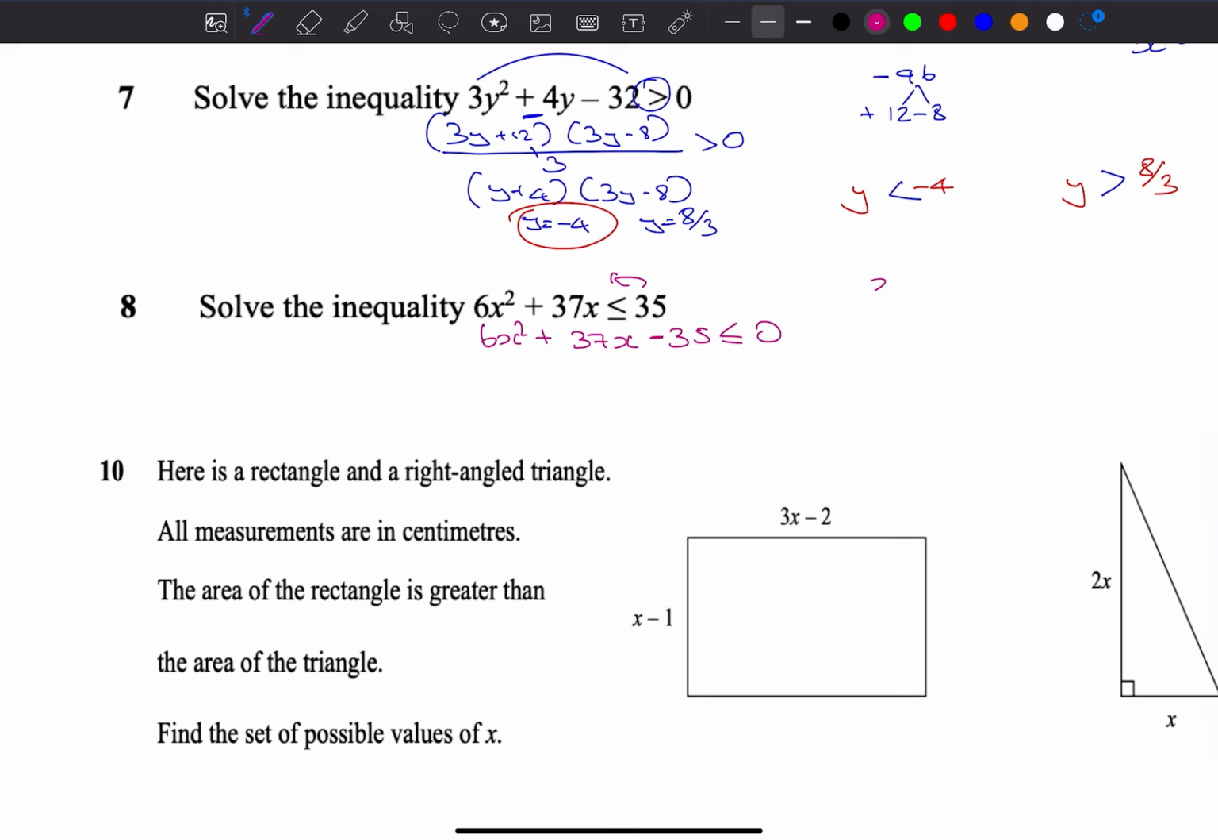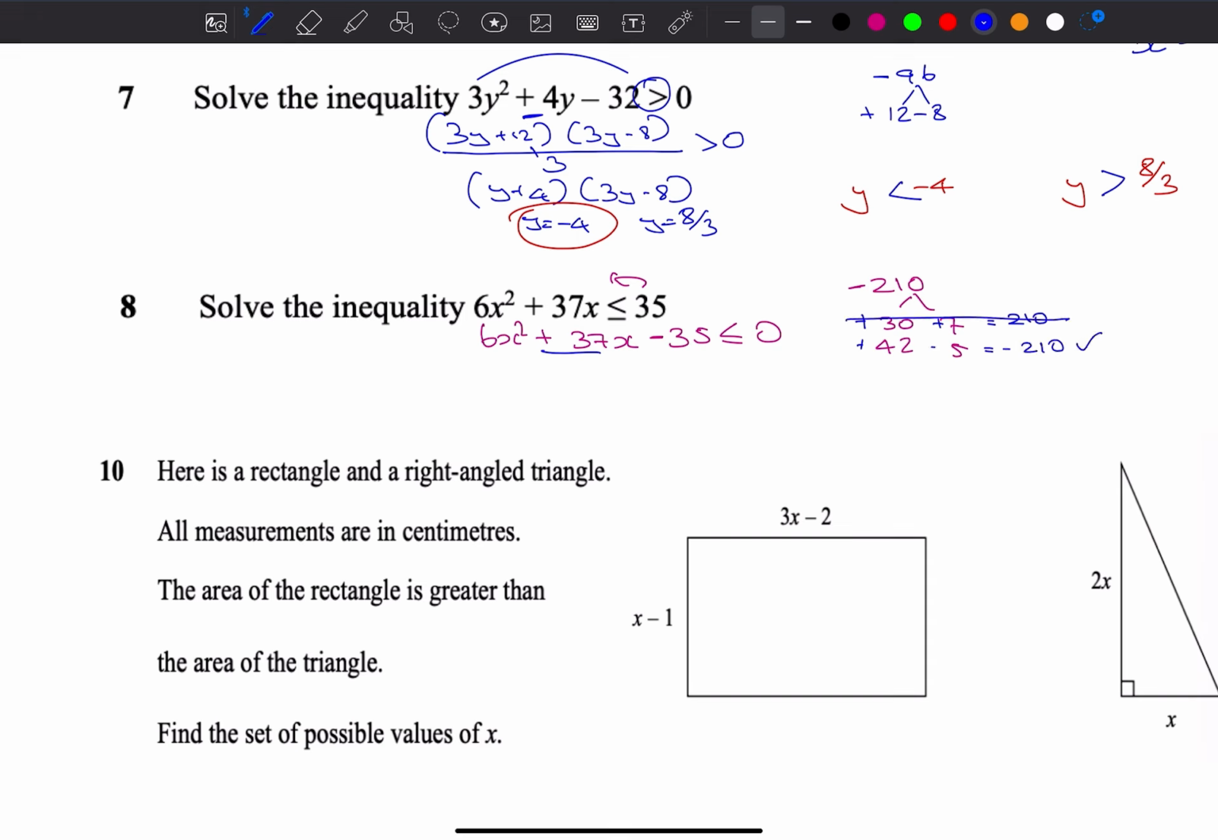210. Factors of 210 that make 37. Let's see. How about 30 and 7? You might think 30 and 7, but it's actually 42 and 5. The reason is 6 times minus 35 is minus 210, but remember you want plus 37. So plus 42 minus 5 gives minus 210. That's what you want, minus 210, not that one.